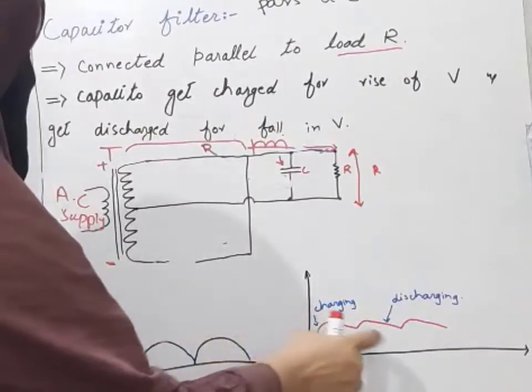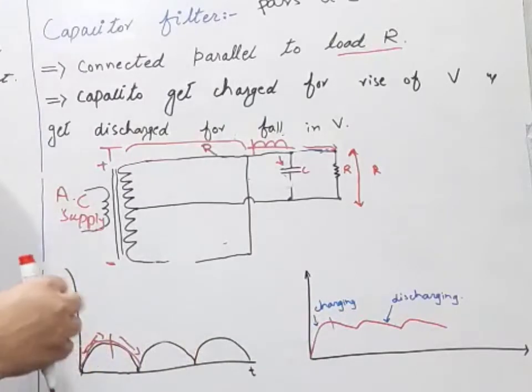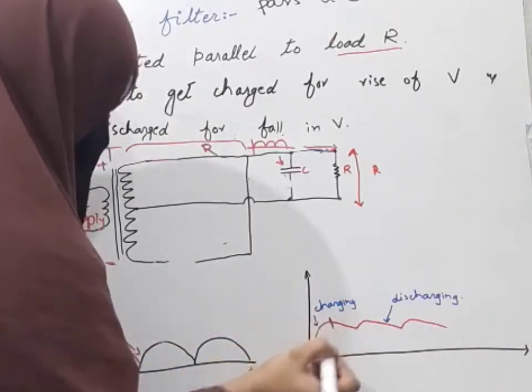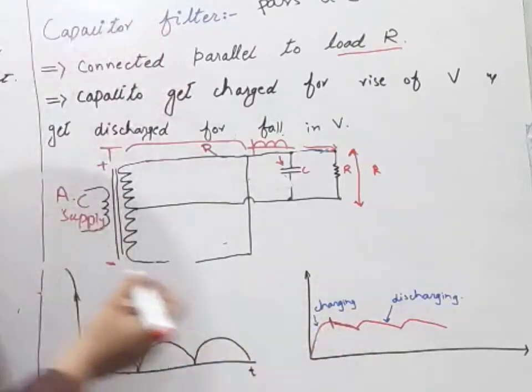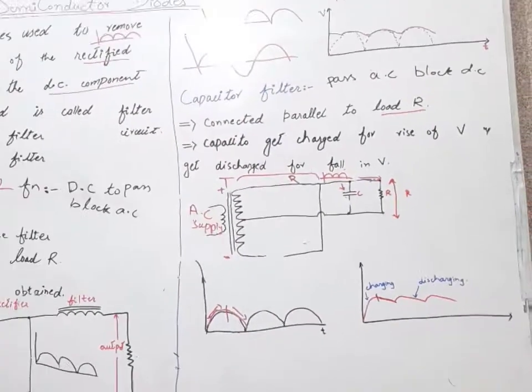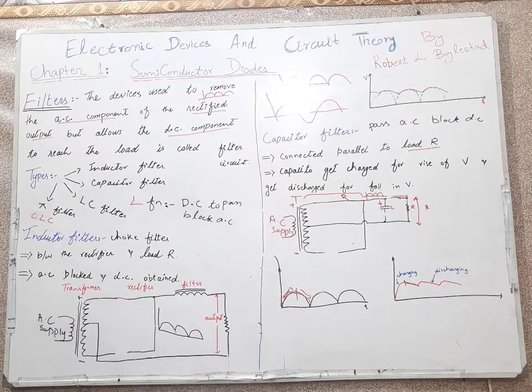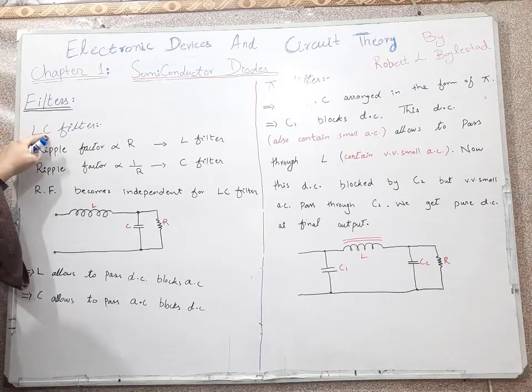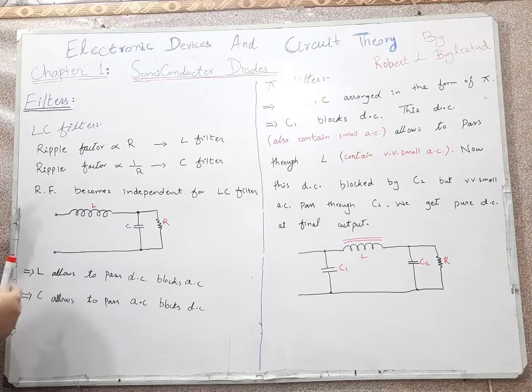So it is the charging and discharging process of our capacitor filter. It gets charged from here to here and it gets discharged from here to here. So now we will discuss LC filters. An LC filter contains an inductor plus a capacitor filter. So it is the combination of an inductor and a capacitor filter.